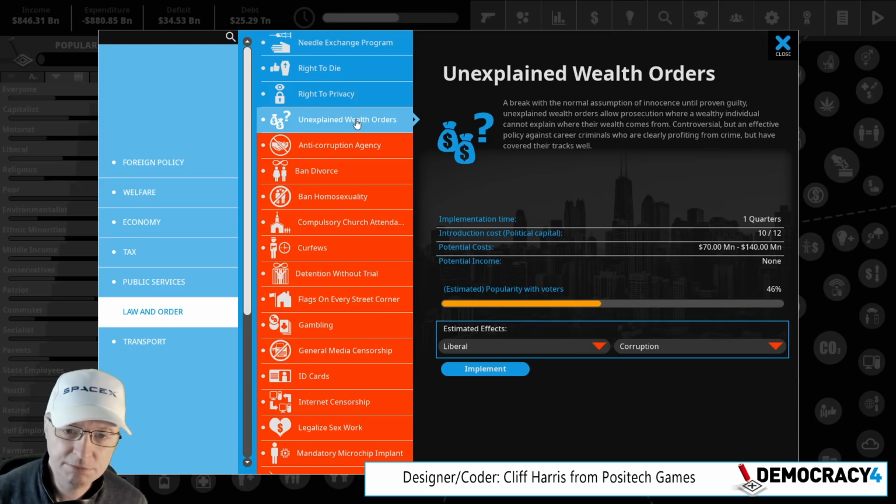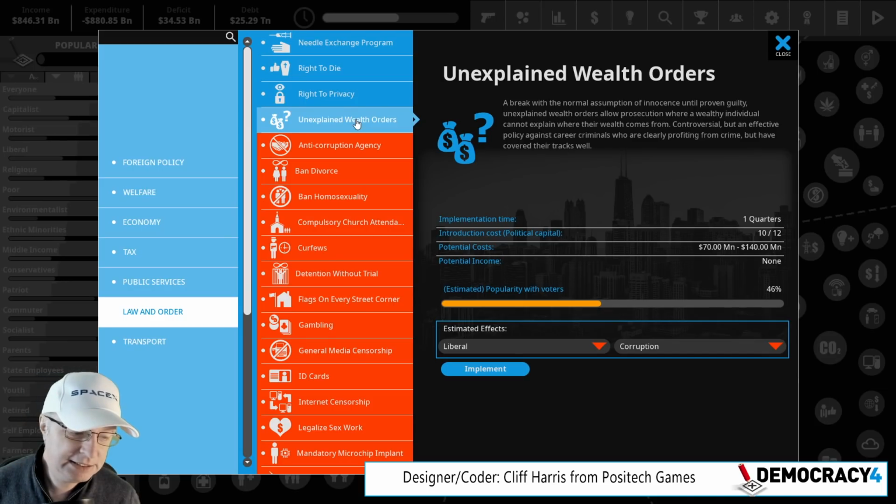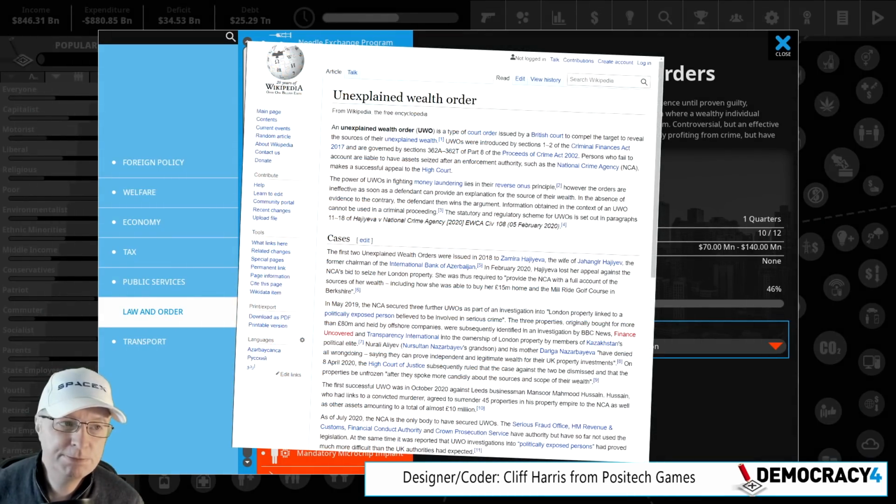But some people don't. And I consider myself to be sort of a liberal, but liberals don't like it. So an unexplained wealth order is like a law that says in certain circumstances, a judge, I think it has to be a judge, says you need to explain how you managed to afford that £4 million house. If you can't, you can be prosecuted.